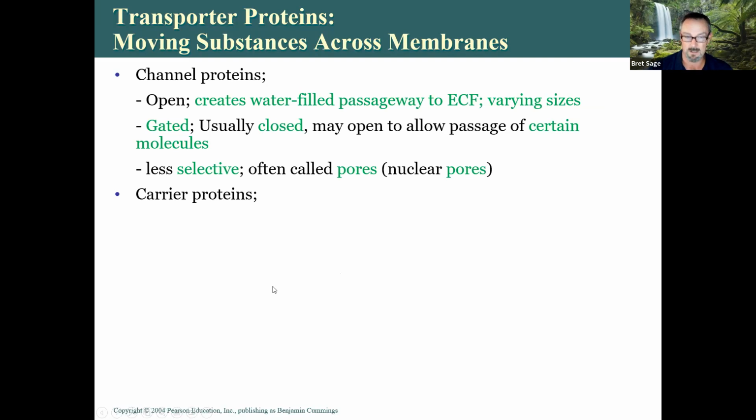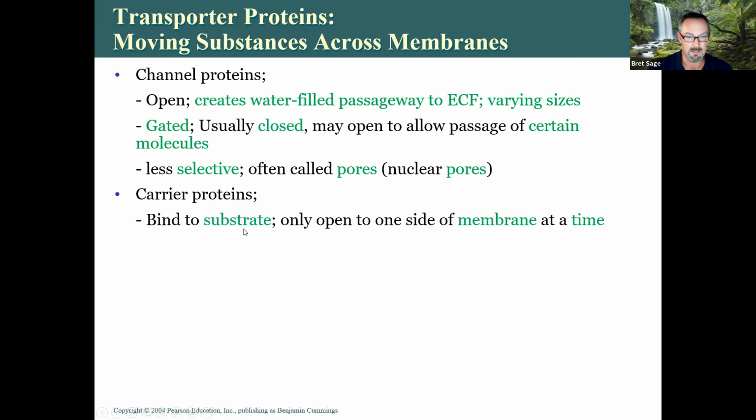Now, carrier proteins are different. They bind directly to the substrate and only open to one side of the membrane at a time. The way to think of this is kind of like a revolving door or a turnstile. One person goes into the turnstile, moves through, and then another person moves through. It's less of a doorway, more like a turnstile. So it's slower, but it's more specific. The downside is it doesn't move things as quickly, but the upside is it only moves the things that are supposed to be moved and nothing else.